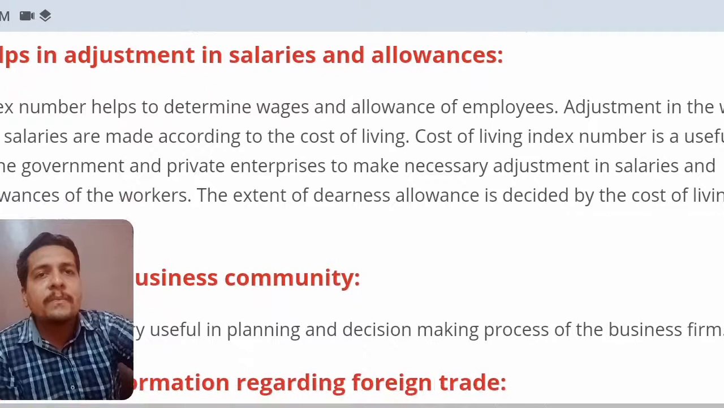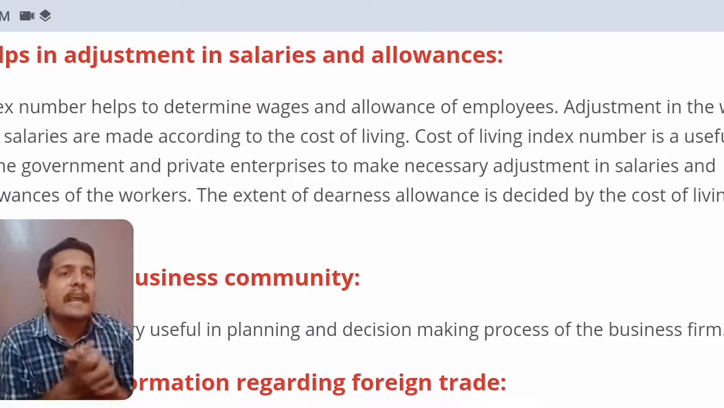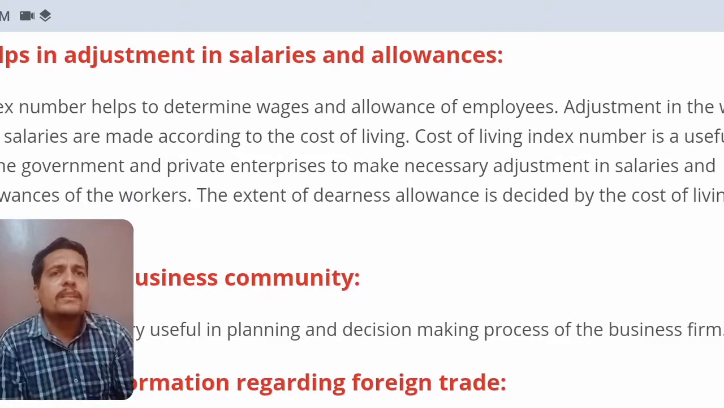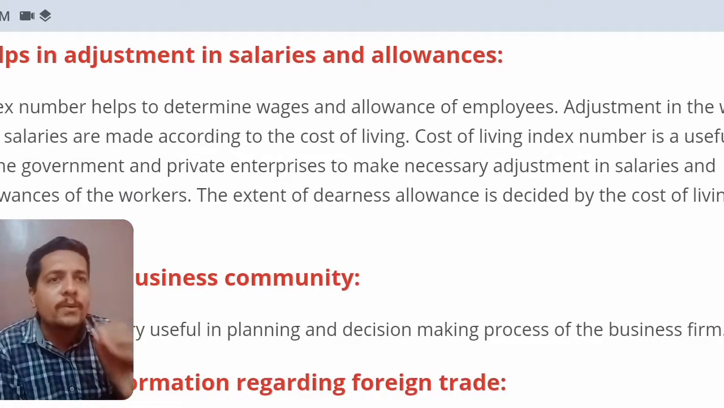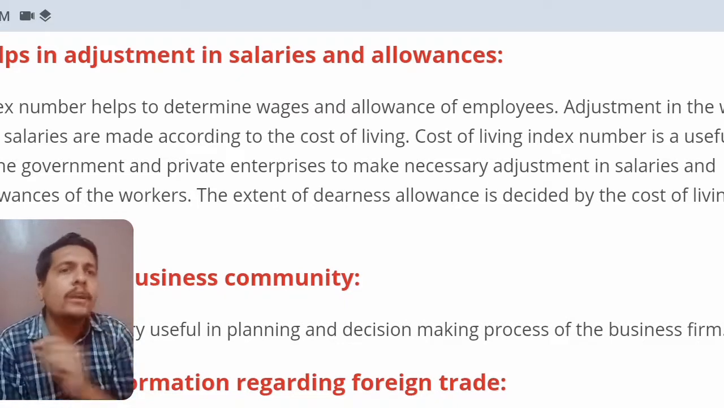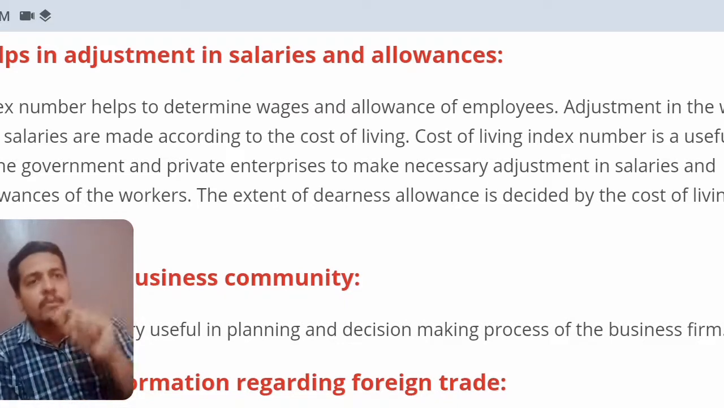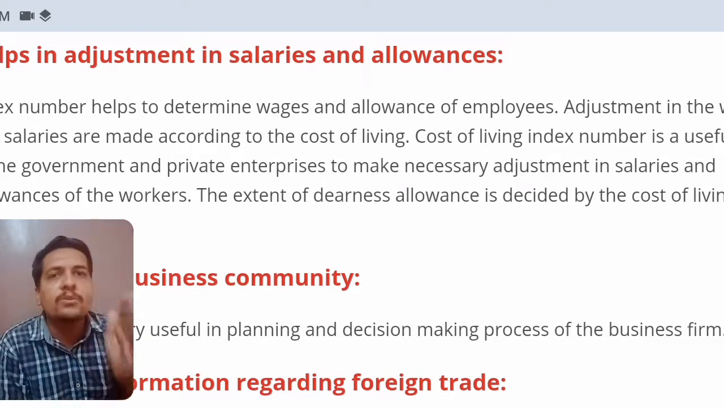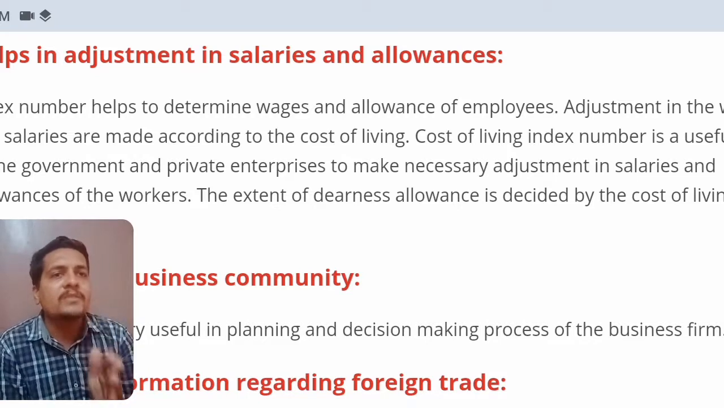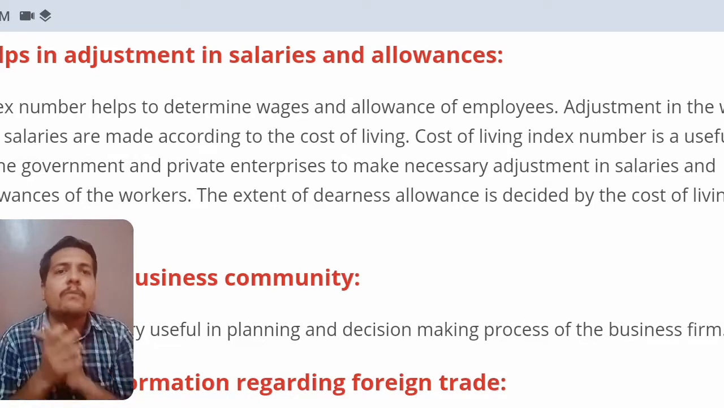After that, help in adjustment in salaries and allowances, and mainly wages. Index number helps to determine the wages and allowances of employees. Adjustments in the wages and salaries are made according to the cost of living. Cost of living index number is useful to guide the government and private enterprises to make necessary adjustments in salary and allowance of workers.